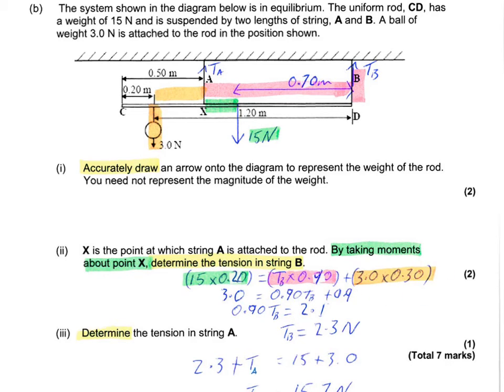and that is added to the moment due to the 3 newton weight. So there's the 3 newtons, with the point that I'm taking moments about being 0.5 of a metre away from C, with the weight being 0.2 of a metre. The distance between the two is 0.3 of a metre. So if I take that down, I've got 3 newton metres is 0.9 TB newton metres plus 0.9 newton metres. Taking 0.9 from both sides leaves me with this, and therefore TB is 2.3 newtons.